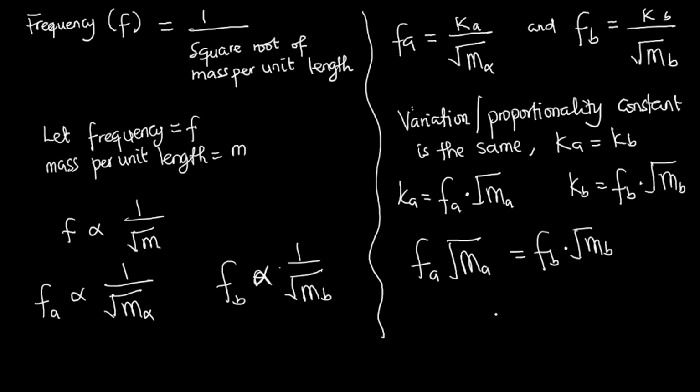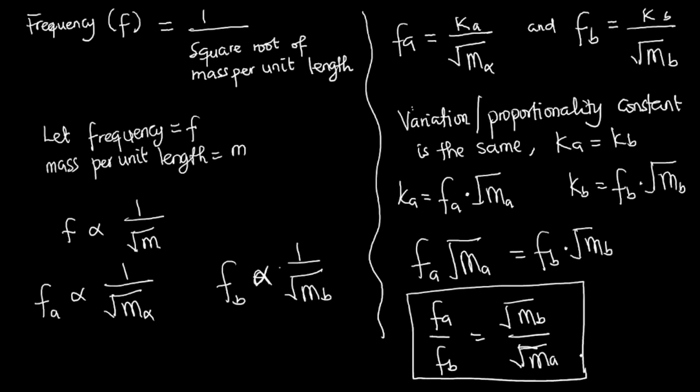If you want to express these two in a ratio form, where we have f of A and f of B at one side, we divide this side by f of A, and we need to divide the other side by the root of M of B. In that way, we are going to have f of A on f of B equal to the square root of M of B on the square root of M of A.